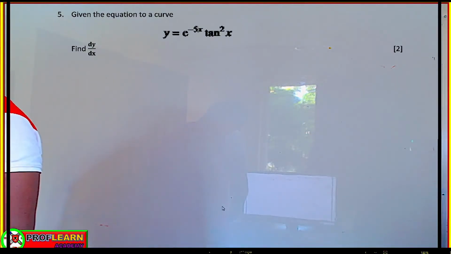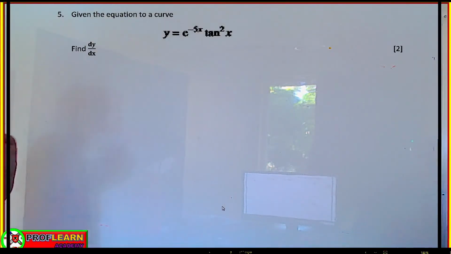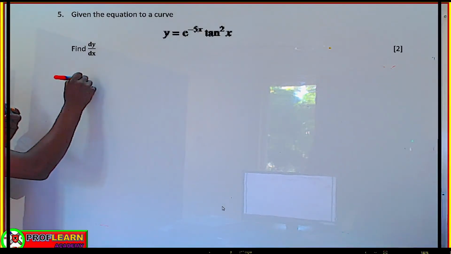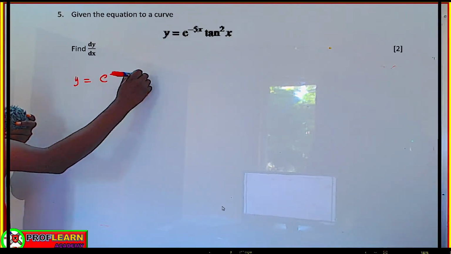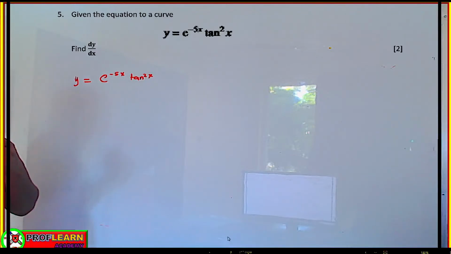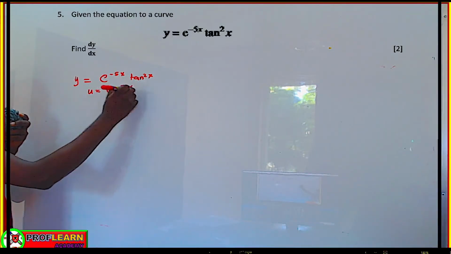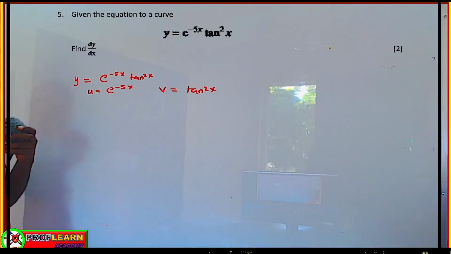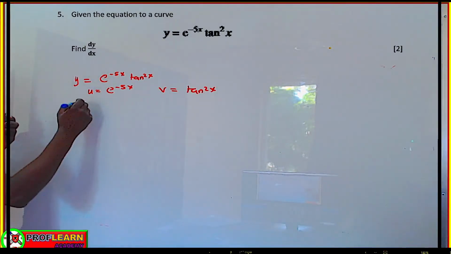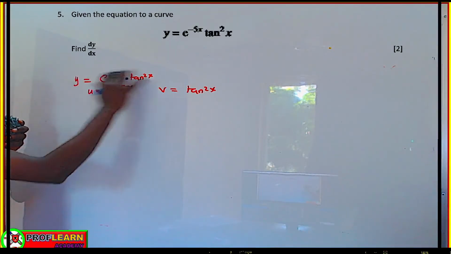Meaning at this point, we are going to again use product rule, because we can see that we are given y equals e to negative 5x tan squared x, which will mean that our u is going to be e to negative 5x, and our v is going to be tan squared x. So how do you differentiate? Because we're going to use product rule, and the reason is these are two functions multiplied.